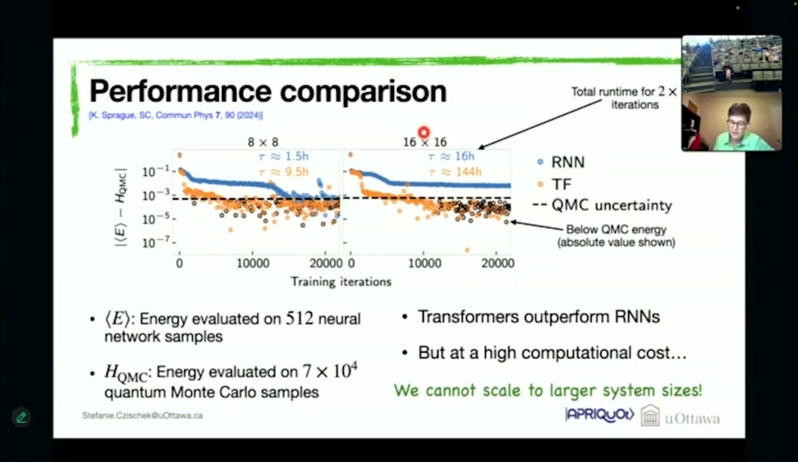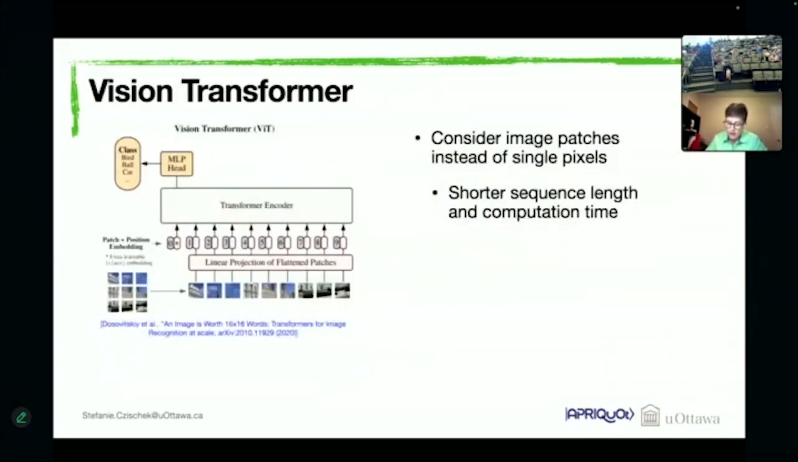And already for these 16x16 atoms, we have a runtime which is almost a week. And so we really cannot go to any larger system sizes. We are pretty much limited to 16x16 atoms, which is not very satisfying. And so my former student Kyle was also not very satisfied with this. And he was very motivated to figure out how we can optimize our transformer architecture to be able to scale to larger system sizes. And here he took some inspiration from what is called the vision transformer.